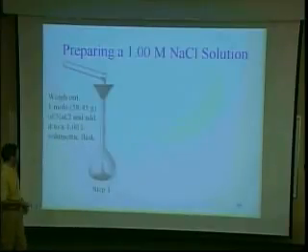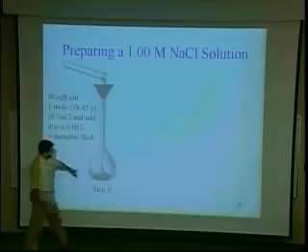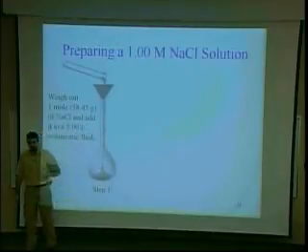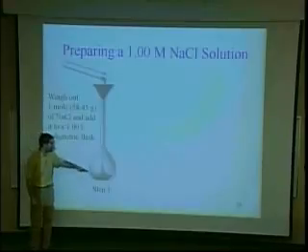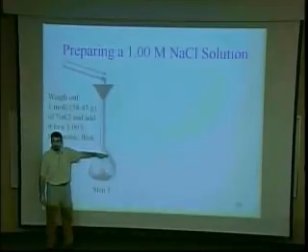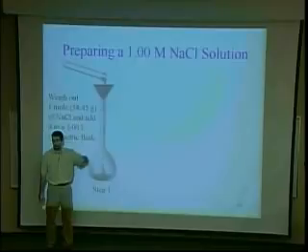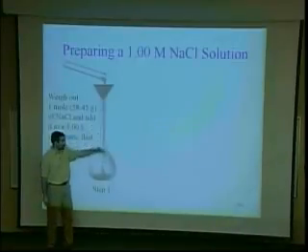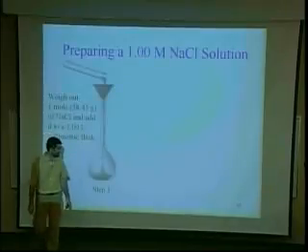Okay? So now what you want to do is QS all the way up to that 1 liter line, dissolving as you go. Probably what you want to do is fill it up about here and dissolve it, see if it'll go all the way, and then after it's dissolved, finish adding the rest of it. Okay? That's generally the safest practice to do.